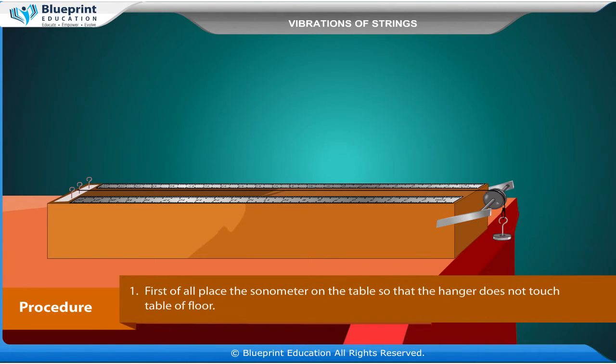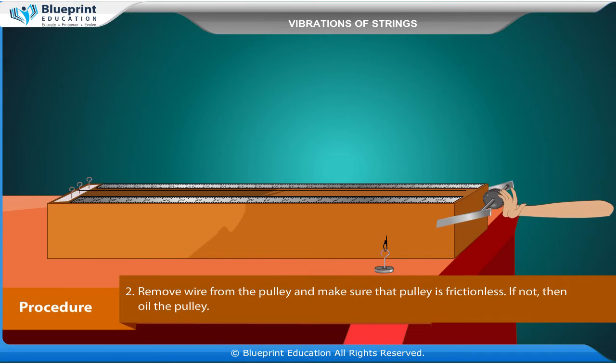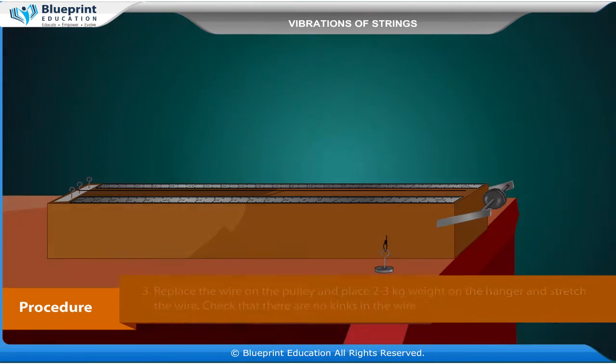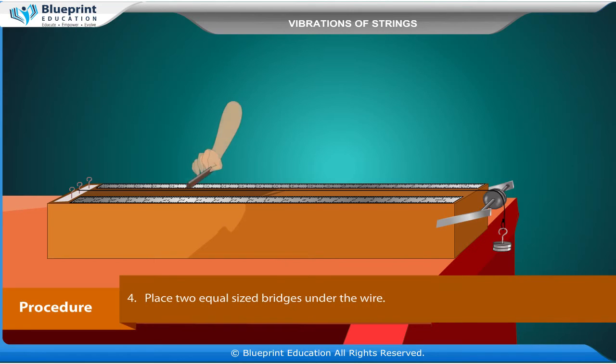Procedure. First of all, place the sonometer on the table so that the hanger does not touch table or floor. Remove wire from the pulley and make sure that pulley is frictionless. If not, then oil the pulley. Replace the wire on the pulley and place 2 to 3 kg weight on the hanger and stretch the wire. Check that there are no kinks in the wire. Place 2 equal-sized bridges under the wire.